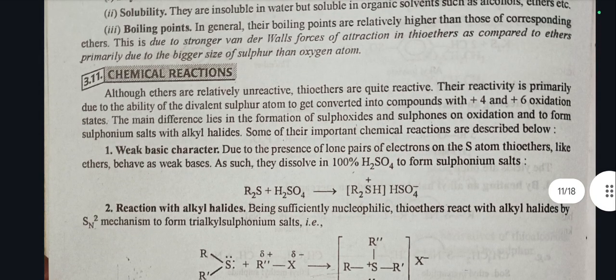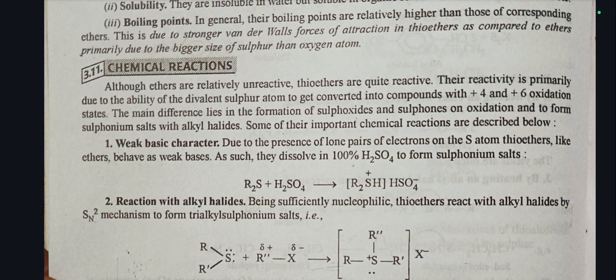Chemical reactions: although ethers are relatively unreactive, thioethers are quite reactive. Their reactivity is primarily due to the ability of the divalent sulfur atom to get converted into compounds with +4 and +6 oxidation states. The main difference lies in the formation of sulfoxides and sulfones on oxidation and of sulfonium salts with alkyl halides. Some of the important chemical reactions are described below.